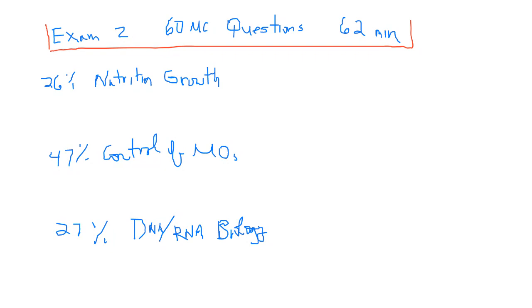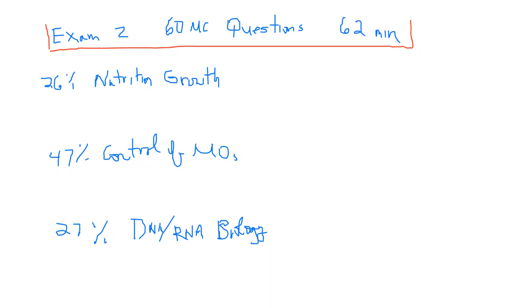Then we talk about symbiotic relationships, right? Mutualism, commensalism, and parasitism. And the acquisition of nutrients: heterotrophic, autotrophic, saprophytic, and parasitic, okay? 26% of the exam is nutrition and growth. The vast majority of the exam is control.